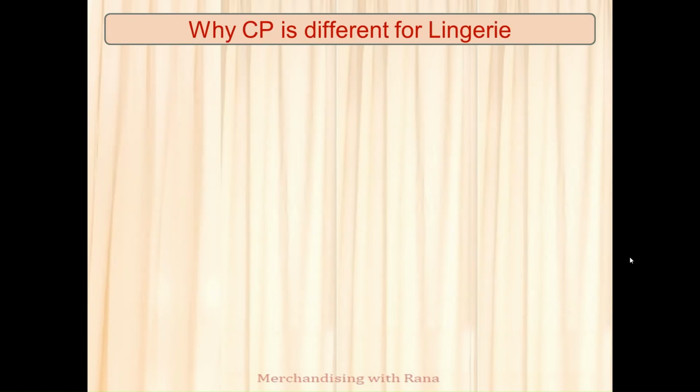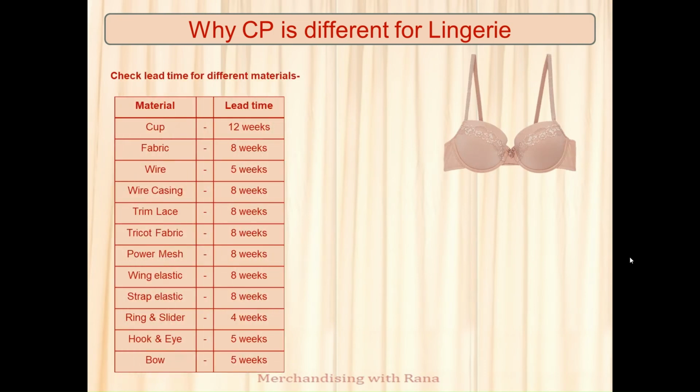Why is CP different for lingerie? Say I'm taking one bra. Take the lead time for different materials. See, for cup it is 12 weeks, fabric 8 weeks, wire 5 weeks, wire casing 8 weeks. Similarly, you can see other lead times also. See, it is a general and average lead time I have taken just to show you.